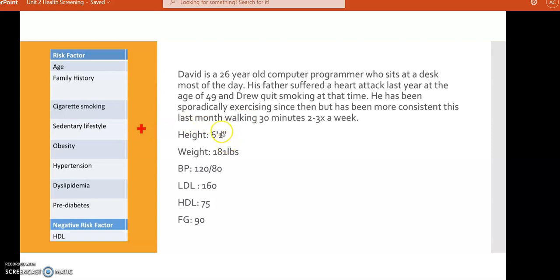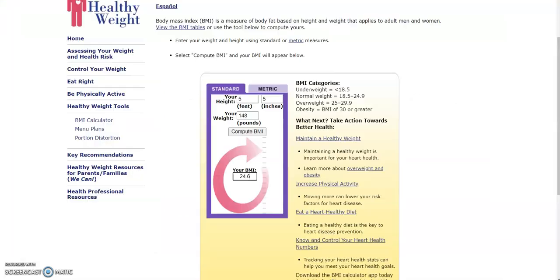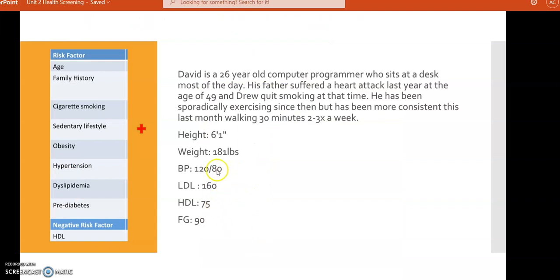Obesity, 6'1", 181 pounds. It doesn't give us our BMI, so we have to calculate that. You can do the equations in your calculator, but personally, sometimes it's easier to just go to the website. So what did it tell us? 6'1" and 181 pounds. Compute BMI. Our BMI is 23. And if we go back to our table, our cutoff is actually 30. So he's under for obesity, so that's not a risk factor.